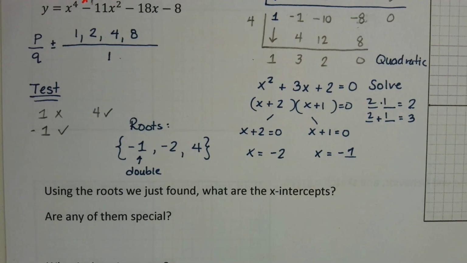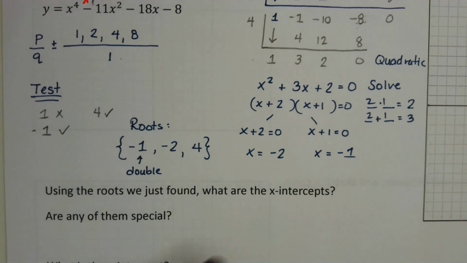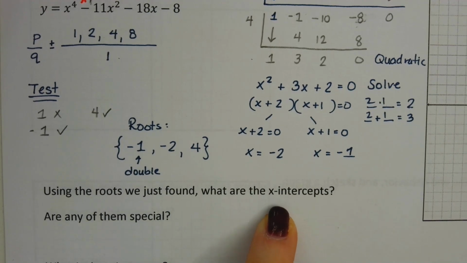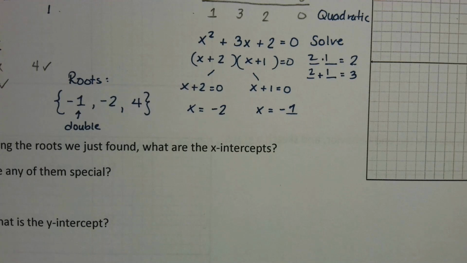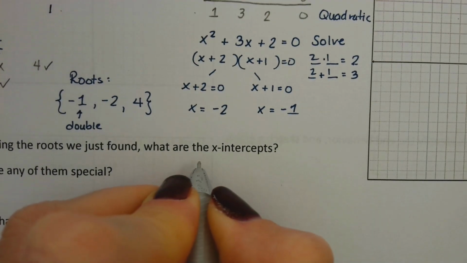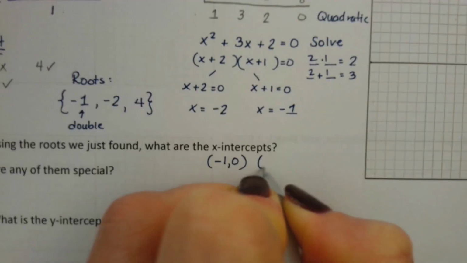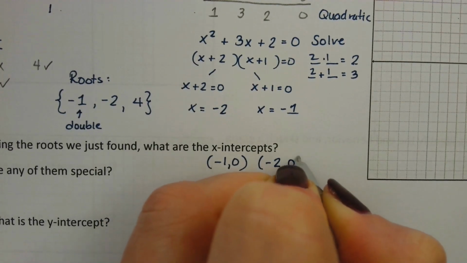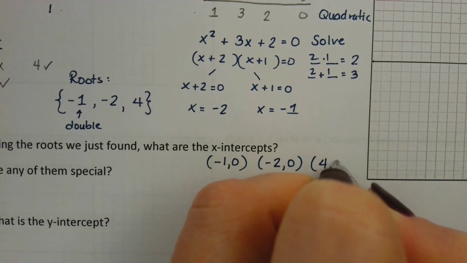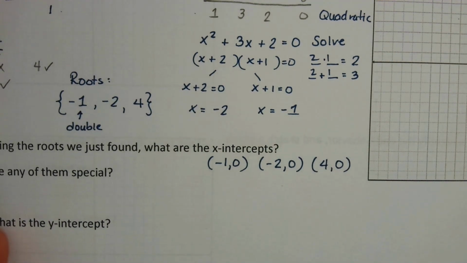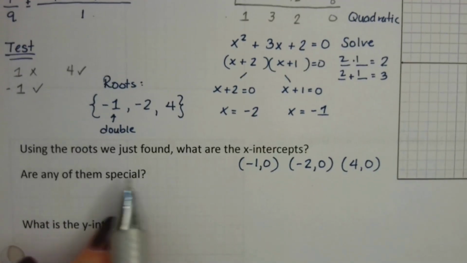So based on those roots, based on those zeros, what would be the x-intercepts? Yeah, it's the same numbers. The x-intercepts would be negative 1, negative 2, and 4. Usually the only thing I do different for x-intercepts is I just write them as coordinates. So negative 1, 0, negative 2, 0, and 4, 0. Were any of those special?